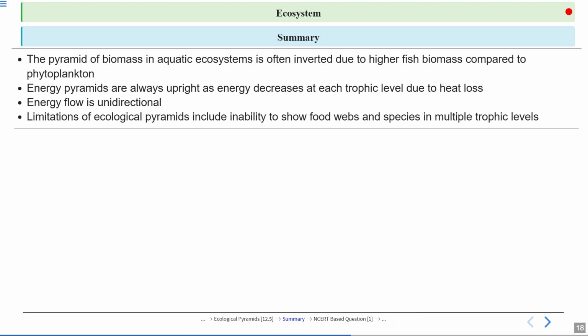Clear? It means they assume a very simple food chain. They do not include the food webs. They also do not include the decomposers. This is also one of the limitations of ecological pyramids. Decomposers haven't been given any space in the ecological pyramid. There is no place for decomposers in ecological pyramids, although decomposers play a very important role in nutrient cycling. They also don't consider species which occupy multiple trophic levels.